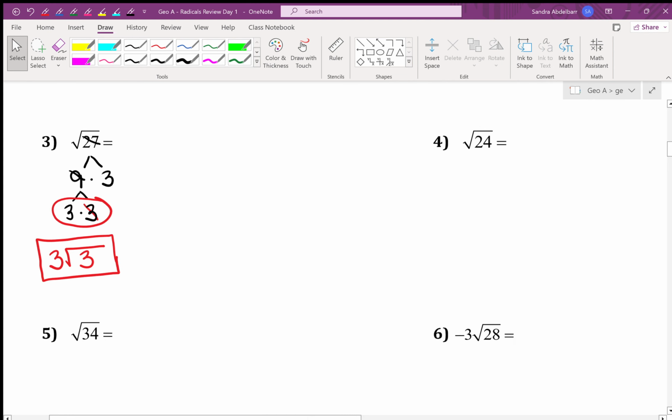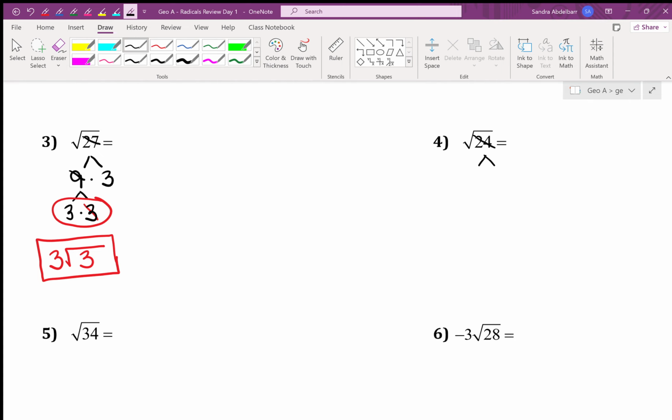All right, number 4, root 24, again, is not a perfect square. So we're going to break down 24. Our goal is not primes. Our goal is pairs. So there are a lot of factors of 24. Some are better than others. For example, 6 and 4 is our best option, but I'm not going to do the best option. All right, let's do a lesser option.